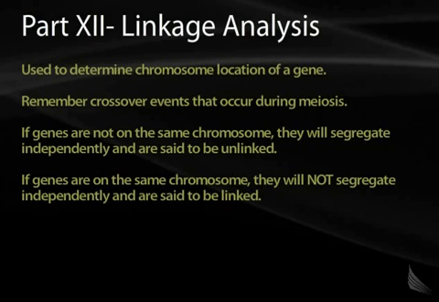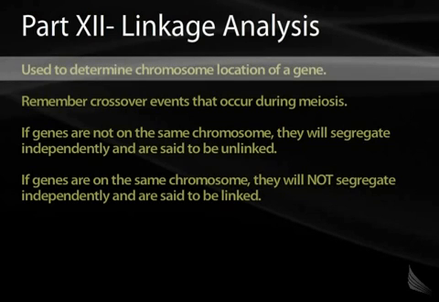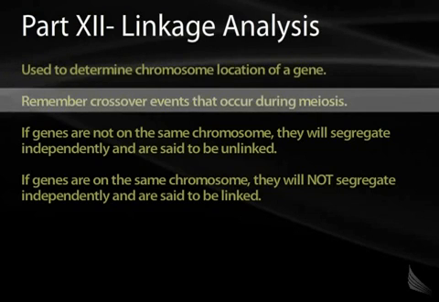Now, moving on, let's talk about linkage analysis. Linkage analysis is used to determine chromosome location of a gene, so where on a chromosome is a specific gene. Now, how do we do this? Let's go back to meiosis. Remember that during meiosis there's crossover events that can occur between homologous chromosomes. Now, because they can cross over, you can get switching of genes even if they're on the same chromosome.